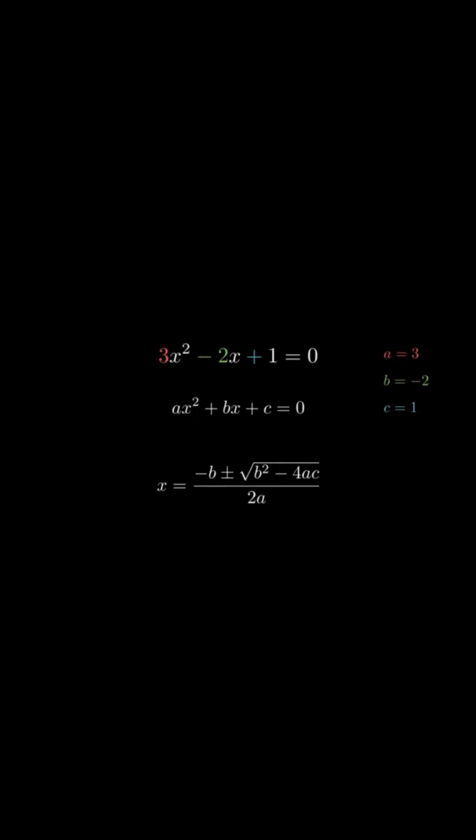What makes this particular equation interesting is that when we substitute our values, the expression under the square root will be negative. This is what leads to complex solutions, where we'll need to work with the square root of a negative number, introducing the imaginary unit i.